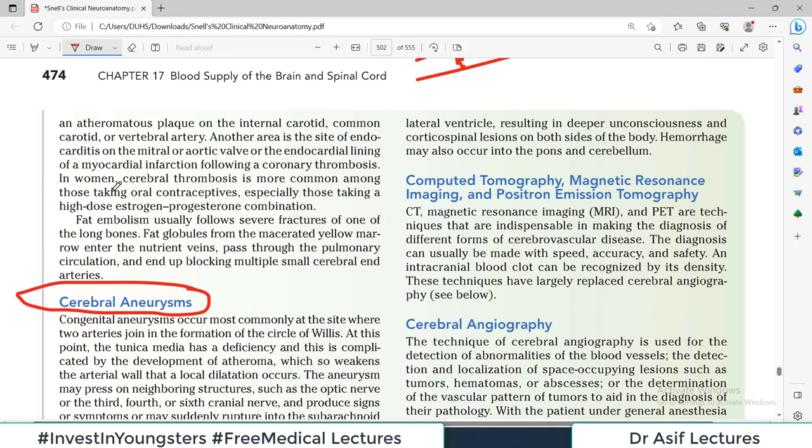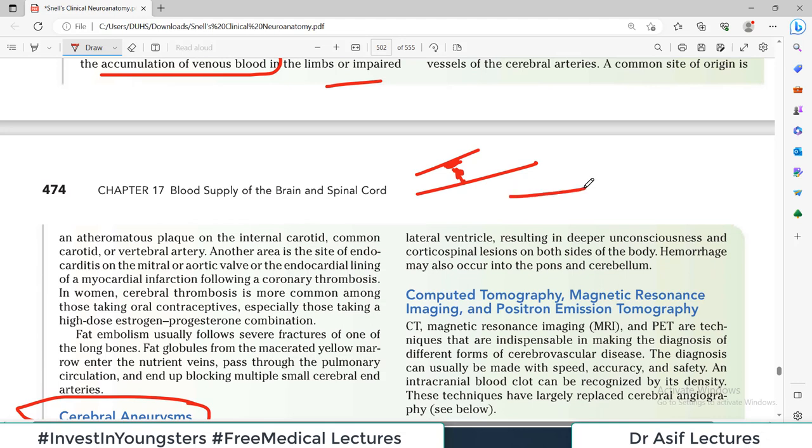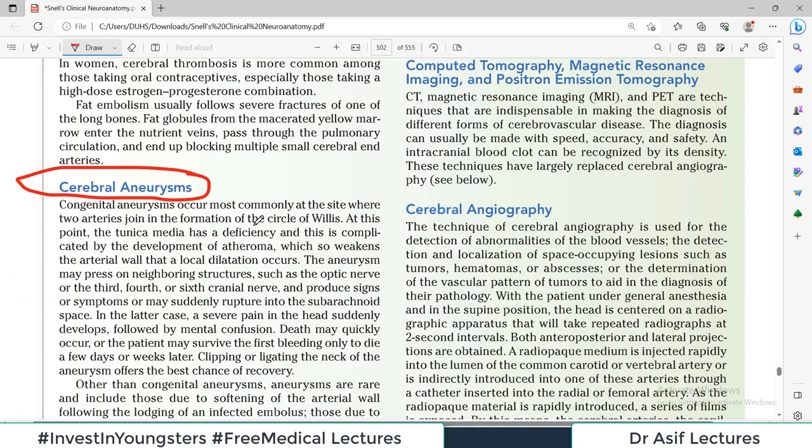Dekhen, aneurysm basically ye hota hai ki agar ye artery hai aur uski wall kisi jagah se weakened hai, something like this, to usme ek aise out pocketing ho jati hai. So this is the weak area of the artery and this is known as aneurysm. Ab brain mein congenital aneurysms are very common in the circle of Willis.